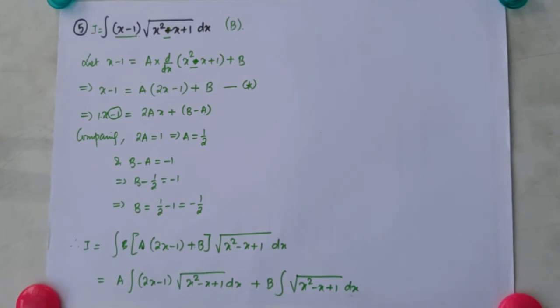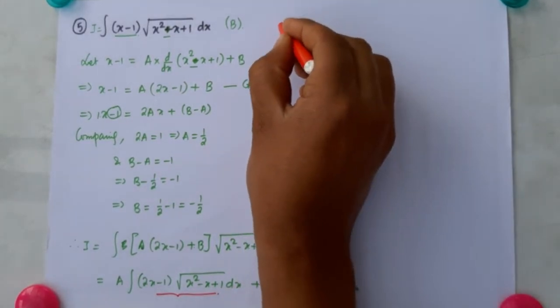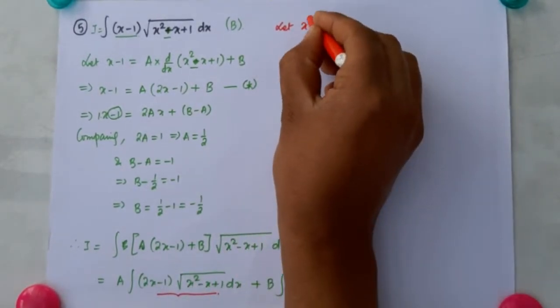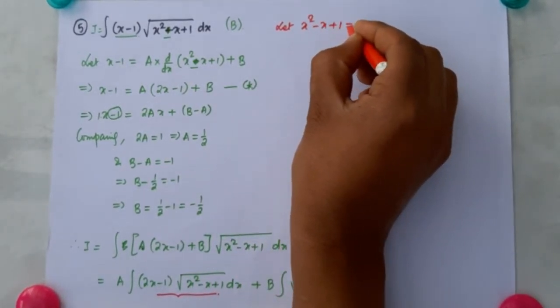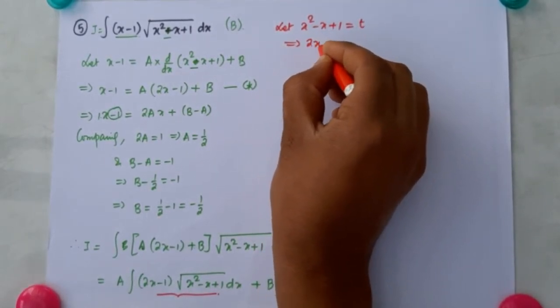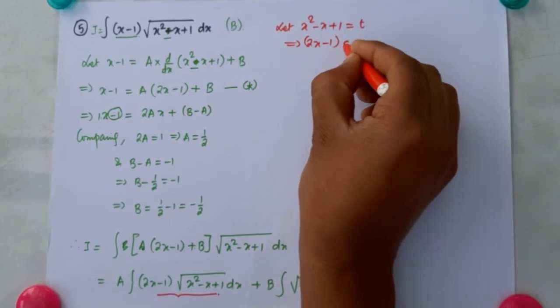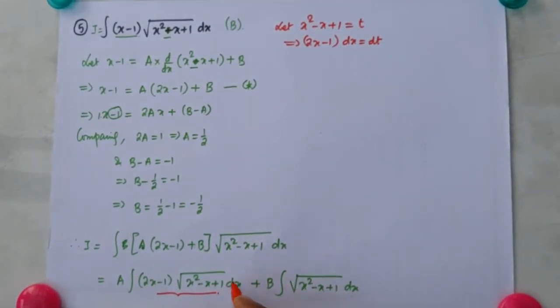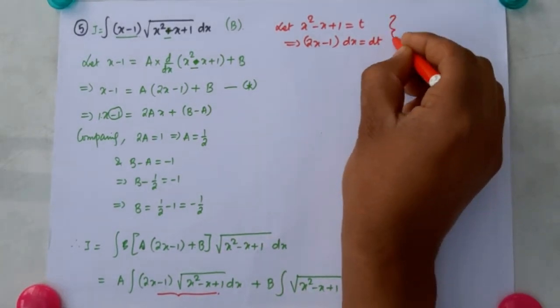Now in this case, this first integral is integration using substitution. How? Let's see. So let me write: x square minus x plus 1 equals t. From here, after differentiation, you will get 2x minus 1 dx equals dt. Yes? Now this is all about your first integral.